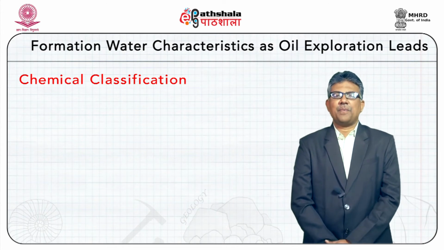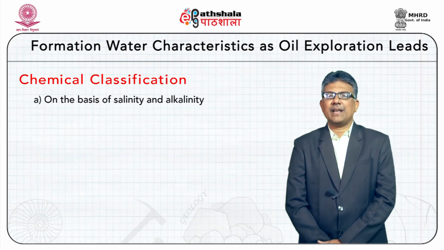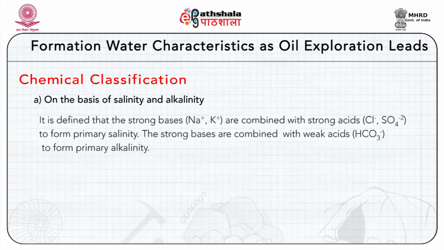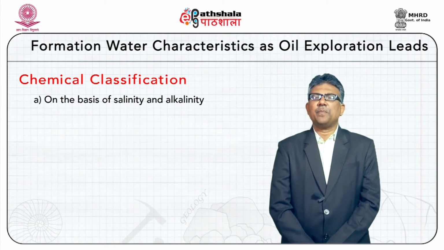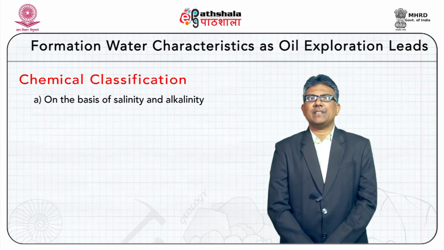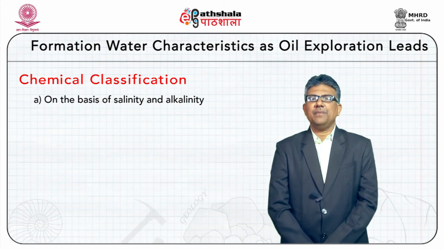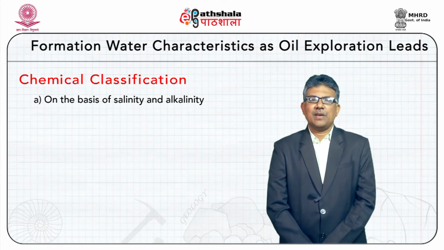We first discuss the classification on the basis of salinity and alkalinity, proposed by Palmer in 1911. It is defined that strong bases, that is sodium and potassium, combined with strong acids, that is chlorine and sulfate, form primary salinity, and the strong bases combined with the weak acids, that is bicarbonate, form the primary alkalinity. Further, combination of weak bases, that is calcium and magnesium, with strong acids, chloride or sulfate, form secondary salinity, and combination of weak acids, that is bicarbonate, with weak bases, that is calcium and magnesium, form the secondary alkalinity.